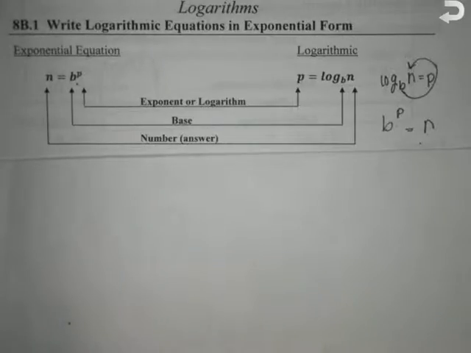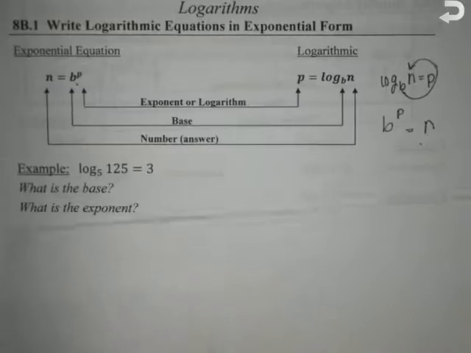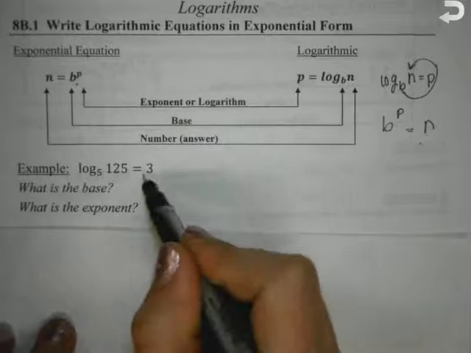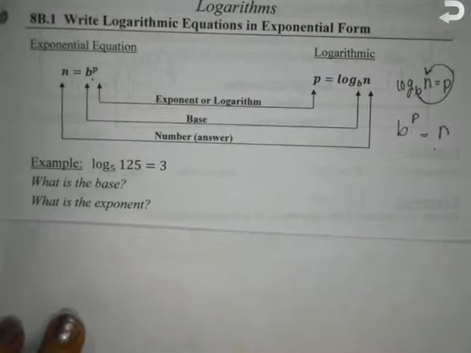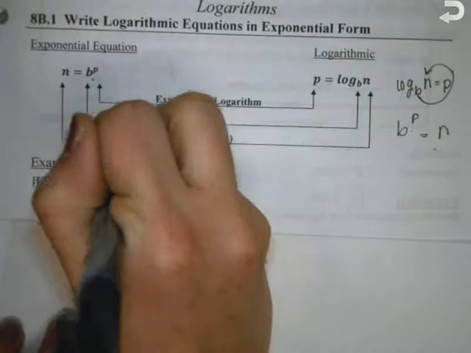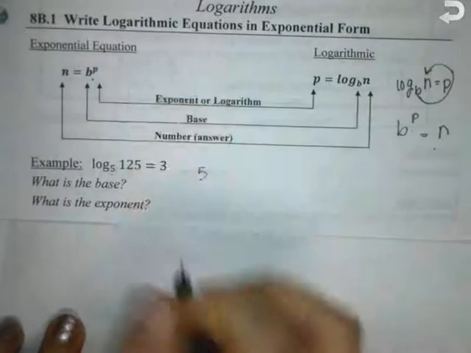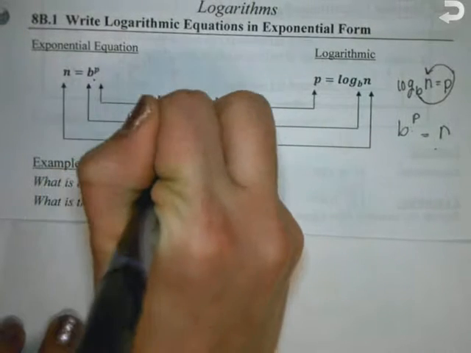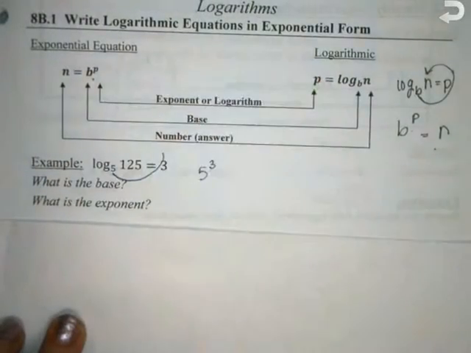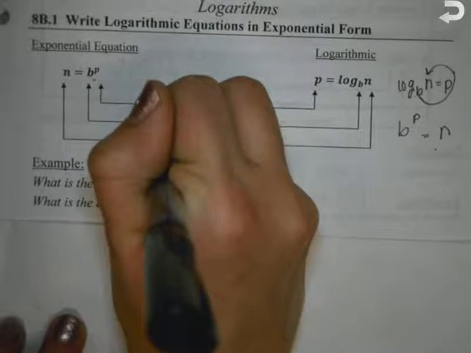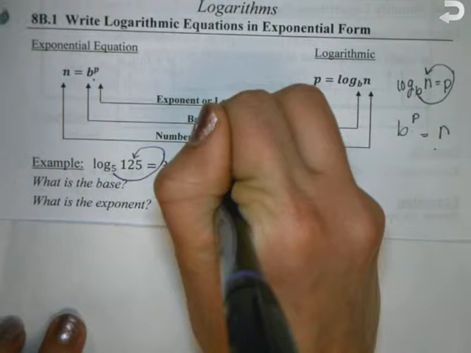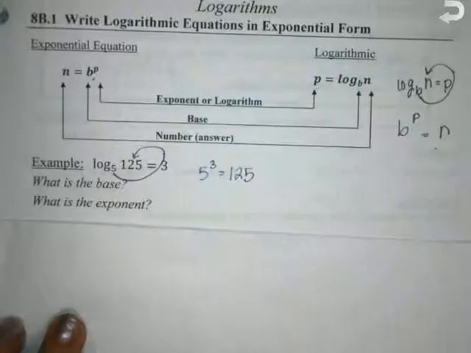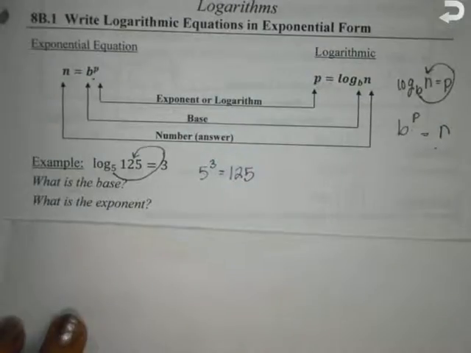So looking at our example, if I have log base 5 of 125 equals 3, let's just rewrite it as an exponential equation. I start at 5, that's my base. When I come around, it hits the 3, so we raise it to the 3. And we end up at 125, so equals 125. And we should get a true statement. Is this a true statement? Yes, so it's all good.